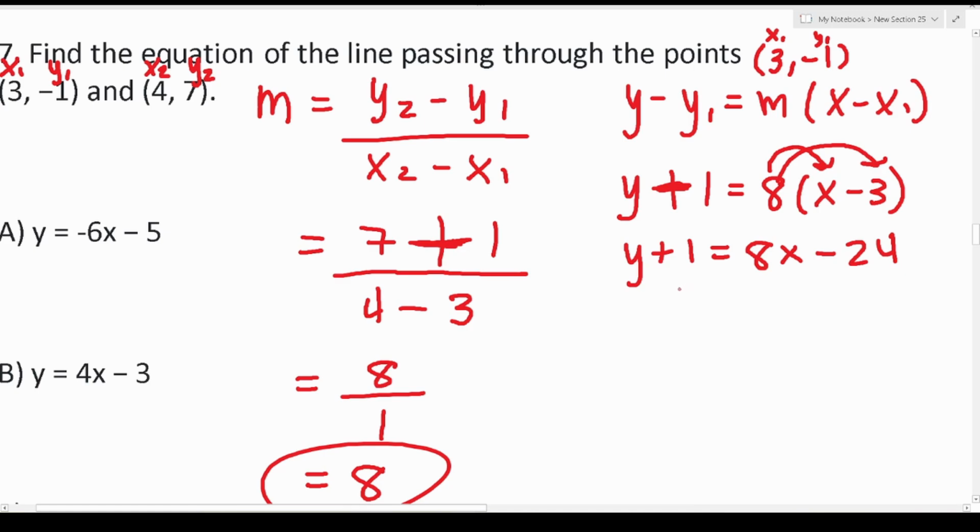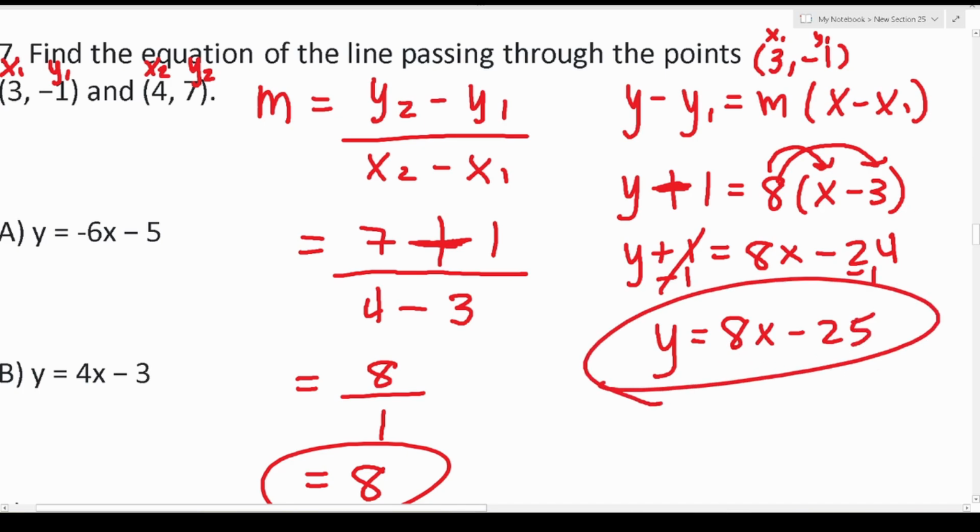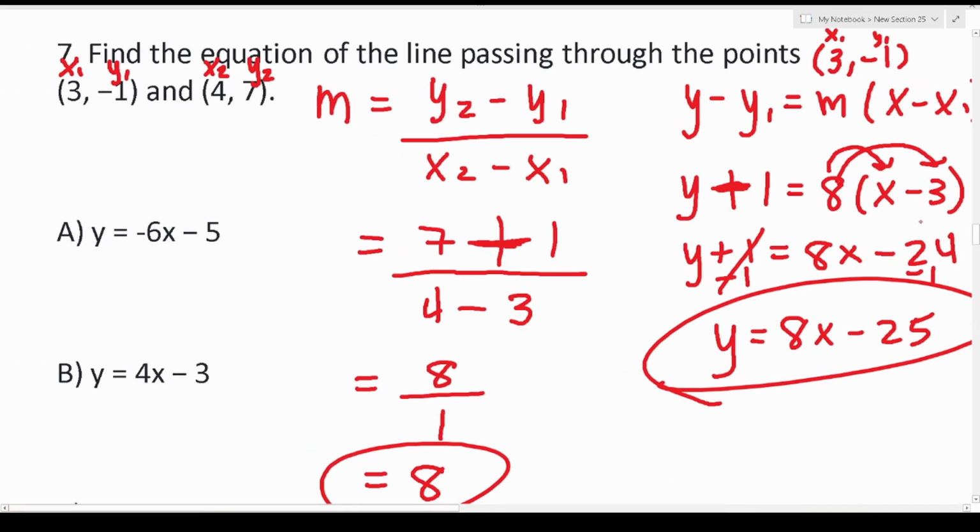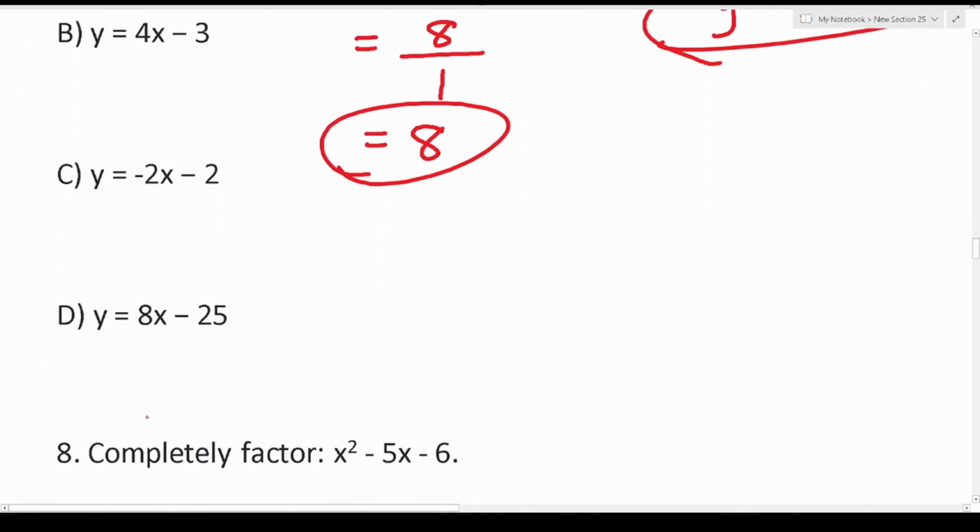All right, the only thing we have left to do is to get y by itself. So I'm going to subtract 1 from both sides. This crosses out, leaving you with y equals 8x minus 25, which is right here. So we've written our equation of the line. Let's see if that's there as an answer choice. It is. It's D. Okay, so that's that one.